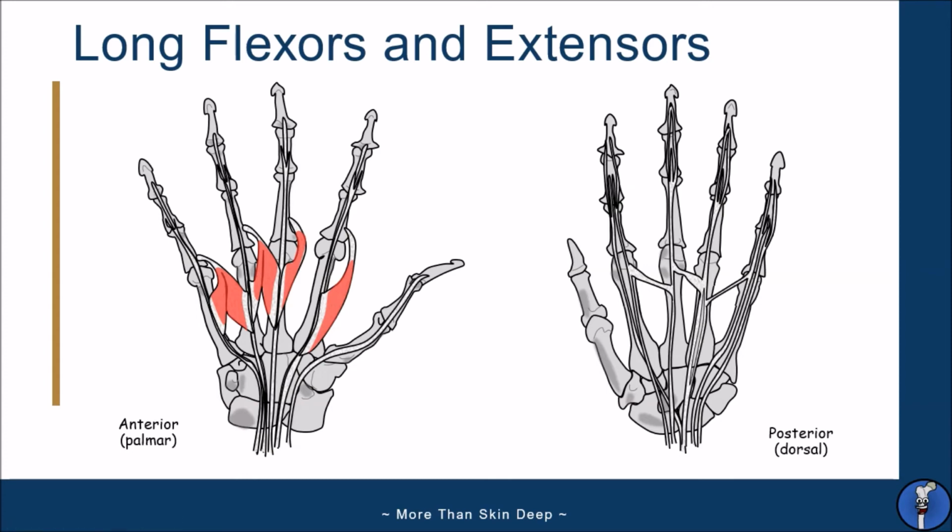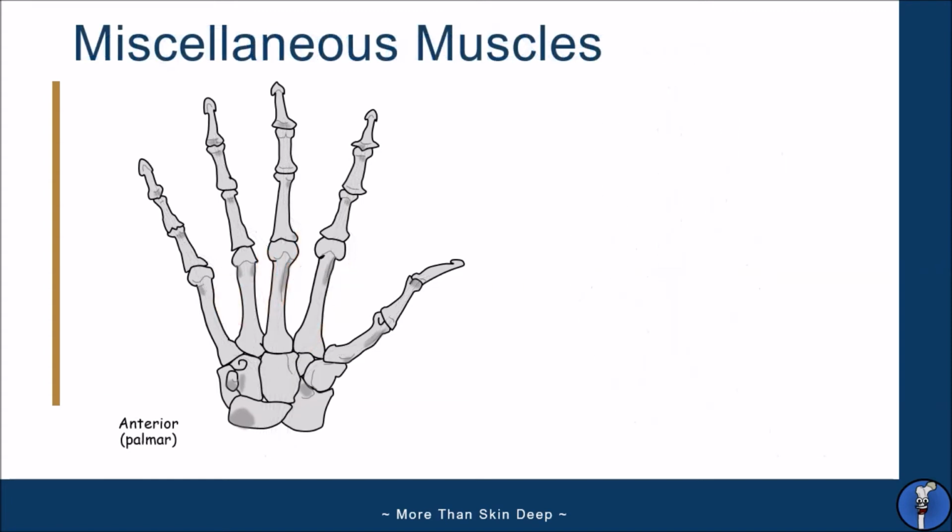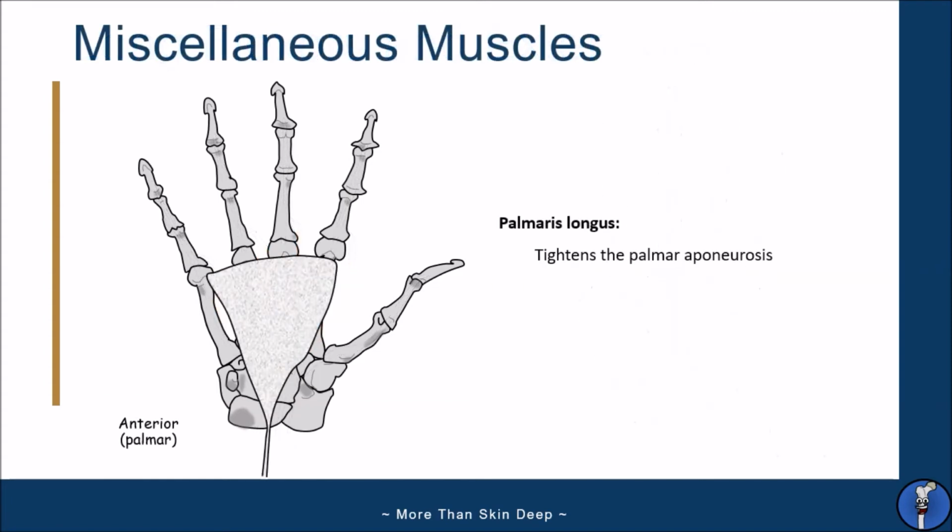Finally, we'll look at 2 palmar muscles that don't really fit into any of the previous categories. The first is palmaris longus, which is actually absent in around 15% of people. It originates in the forearm to produce a long tendon which inserts into the flexor retinaculum and palmar aponeurosis, which is just deep to the skin of the palm. Its main function seems to be to improve grip.